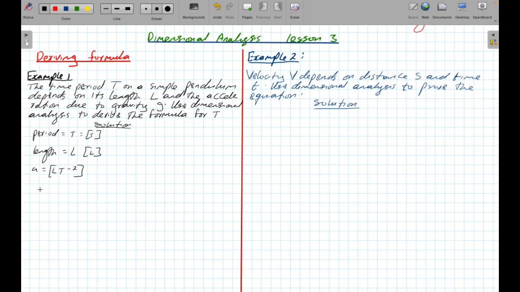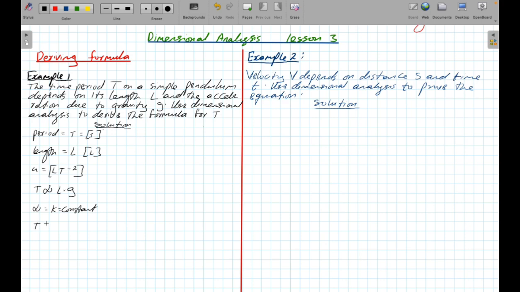Now interpreting the parameters given to us here, the question says the time period t on a simple pendulum depends on its length L and acceleration due to gravity. That is, t is directly proportional to L and g. Where the proportionality sign is replaced with k, and k is considered to be constant and dimensionless.